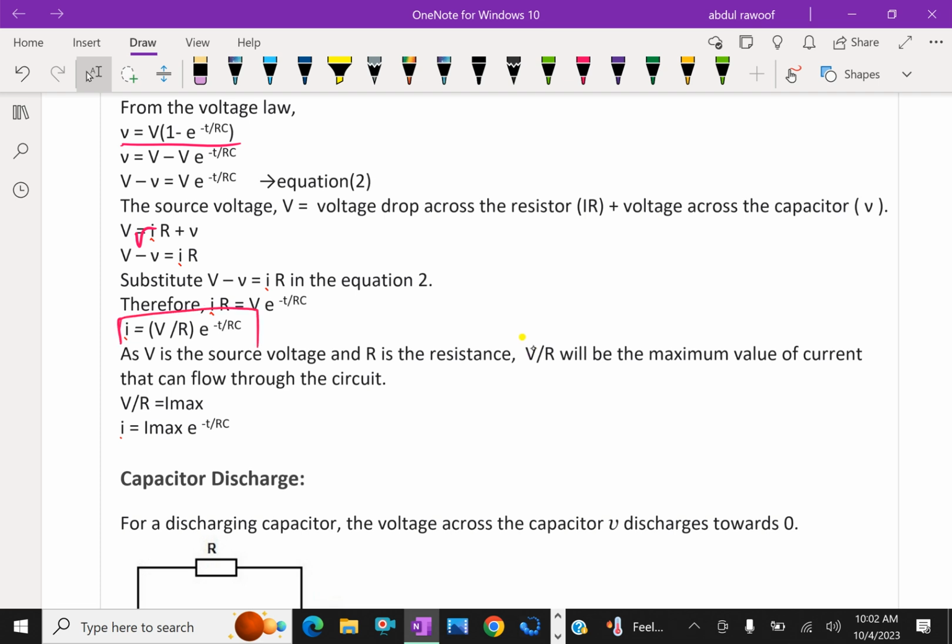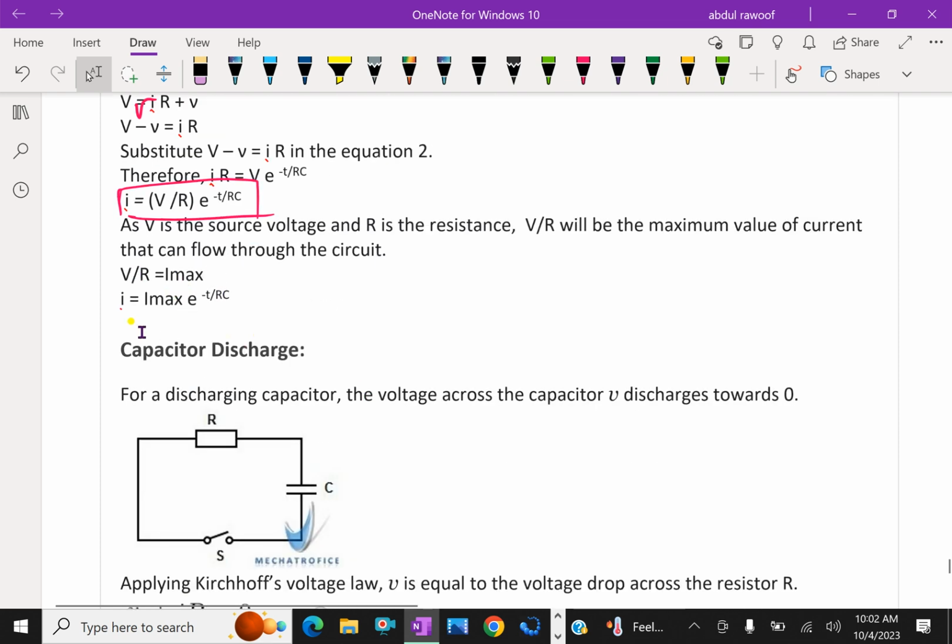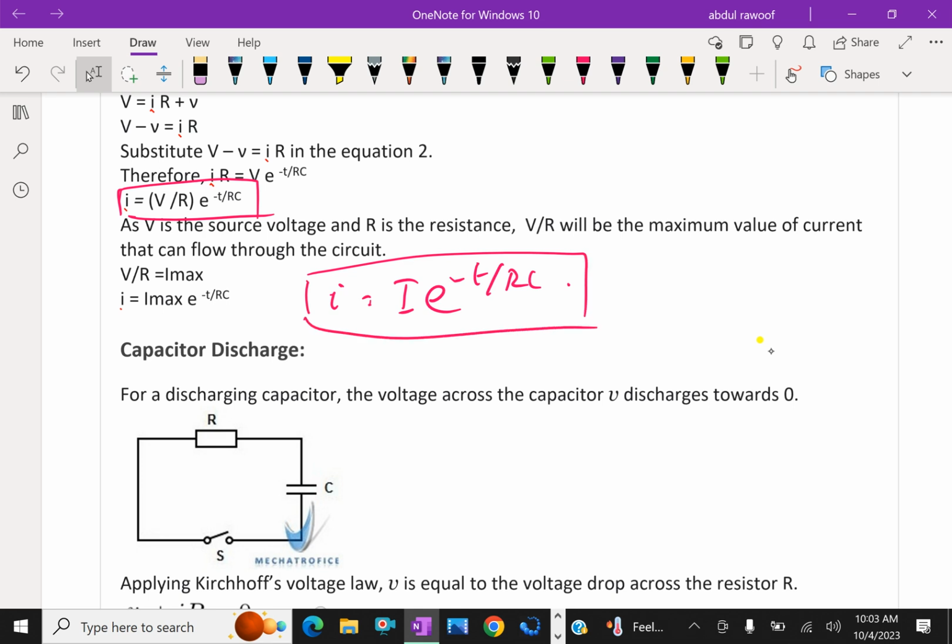This is the instantaneous current equation. As V is the source voltage and R is the resistance, V by R will be the maximum value of current that can flow through the circuit. That is V by R equal to I max, then I equal to I max e power minus t over RC. This is the instantaneous current equation through the capacitor.